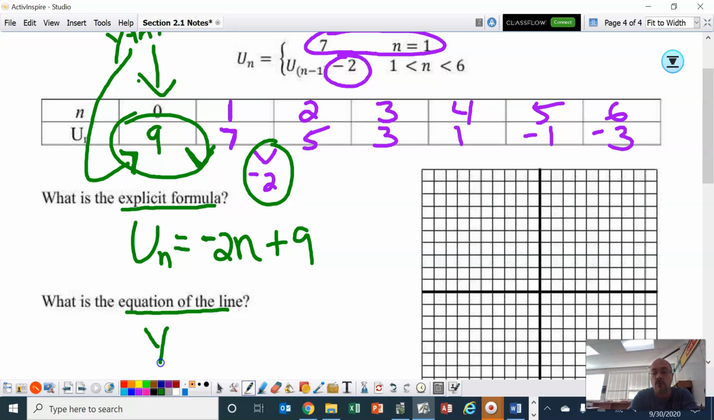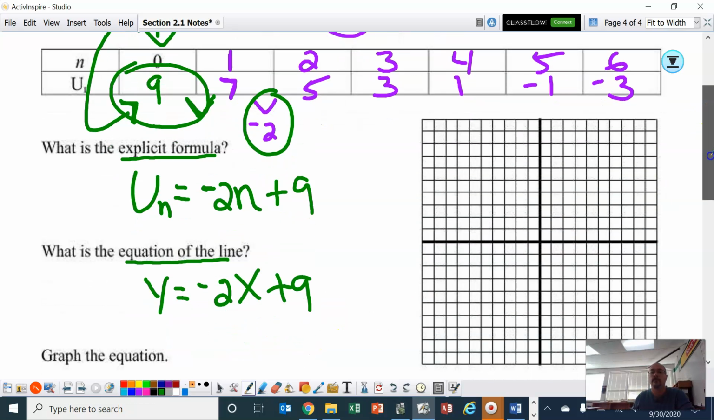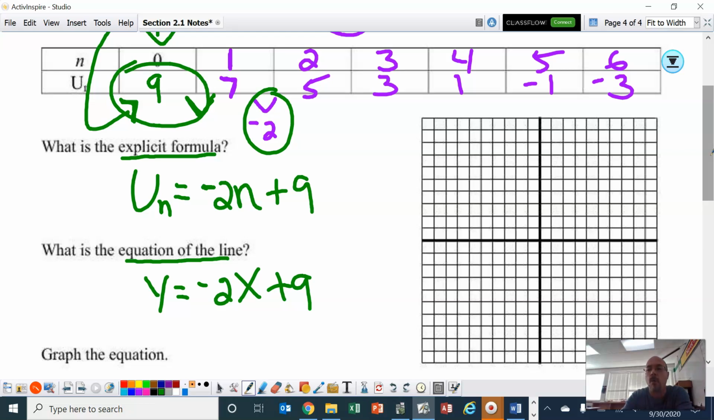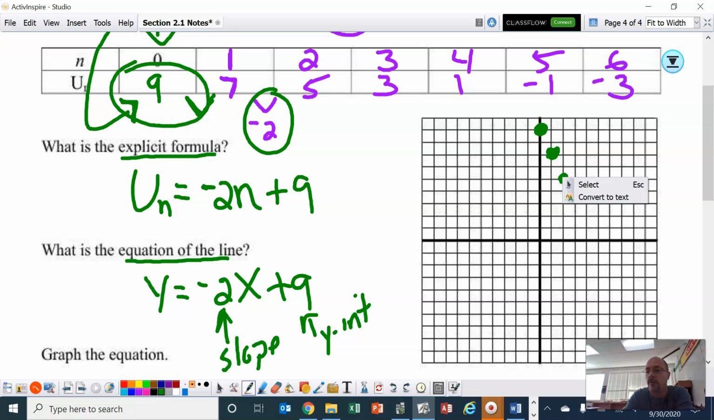So my equation is y equals negative 2x plus 9. Now I can graph it. My y-intercept is 9. My slope is negative 2. Now that means down 2, but still to the right. Always go to the right unless you run out of room. Down 2, right 1. Down 2, right 1.